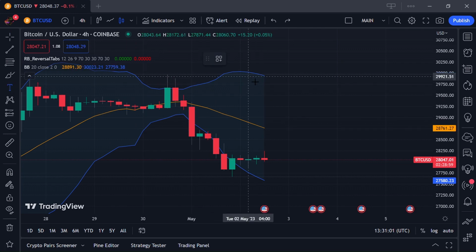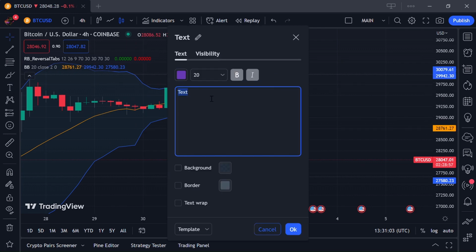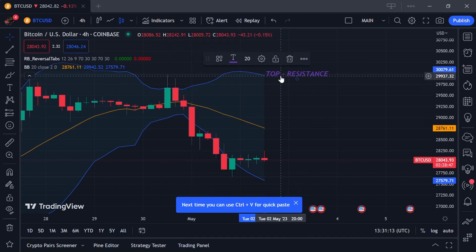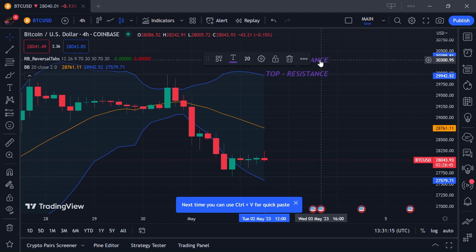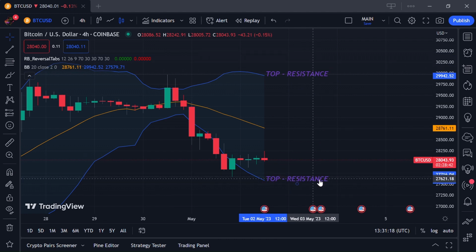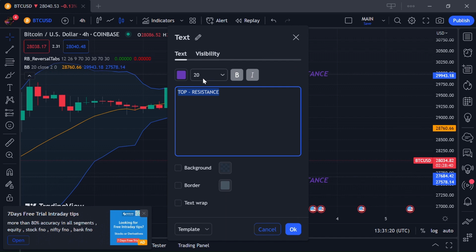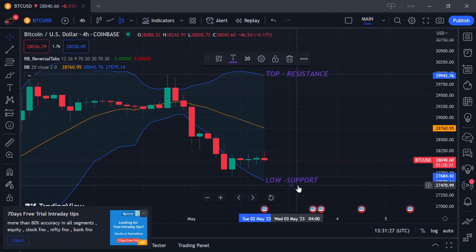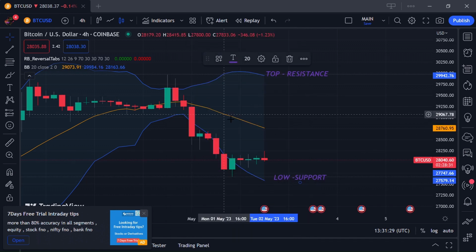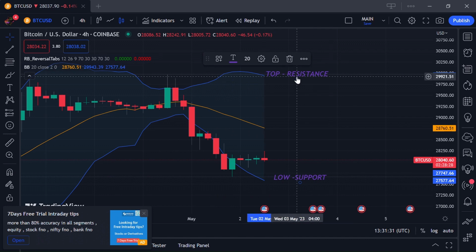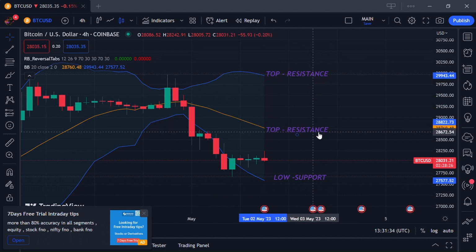Let me make it easier for you guys now. This is the topmost Bollinger Band, which can act as the resistance level. This is the lowermost Bollinger Band. Let me just edit it for you guys. This is the support level. And right over here, this is the moving average, which is basically yellow right there.